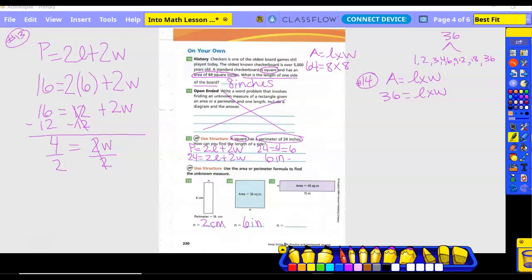Okay, so number 14, we had to write our formula. Area equals length times width. And then we said 36 equals L times W. So we knew that that number had to be the same. Now, some of my friends wanted to say 9, but if we would take 9 times 9, that would get us 81. So that would not work. Now, if it was perimeter, would that work? Yes. But we were doing area this time. So then we did a factor tree to figure out what we could do. And we came up with 6 times 6.